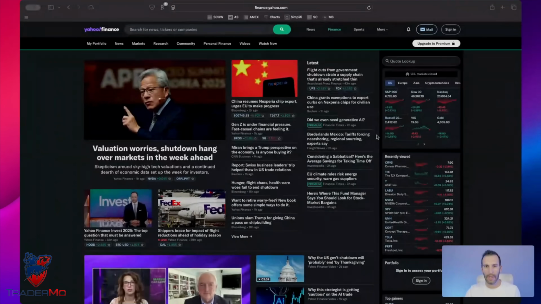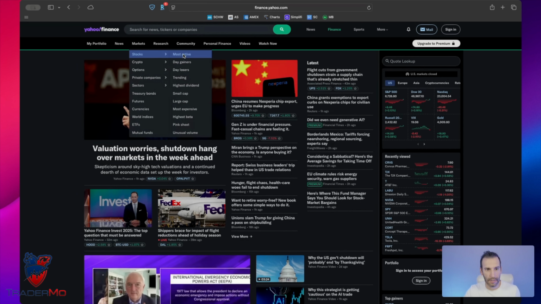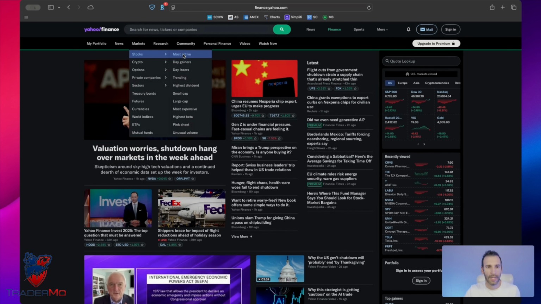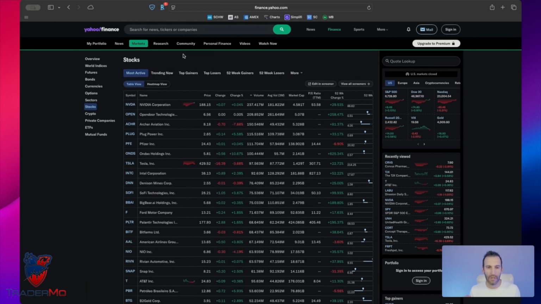Now, let me pull up Yahoo Finance here. So Yahoo Finance is a great tool for finding stocks. You might be looking at this saying, how is that possible? Well, let's drag up here to markets. Let's go to stocks and let's go to most active. Most active, what does that mean? The stocks that have the most volume that day.